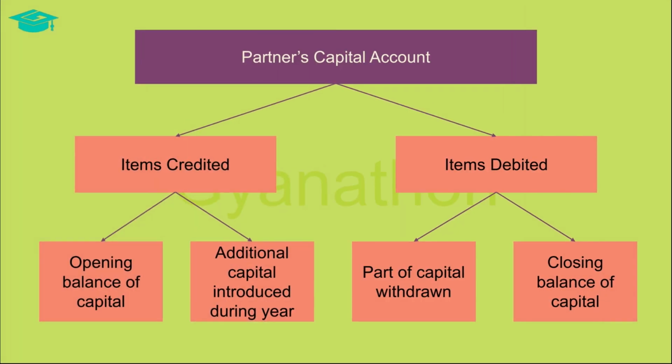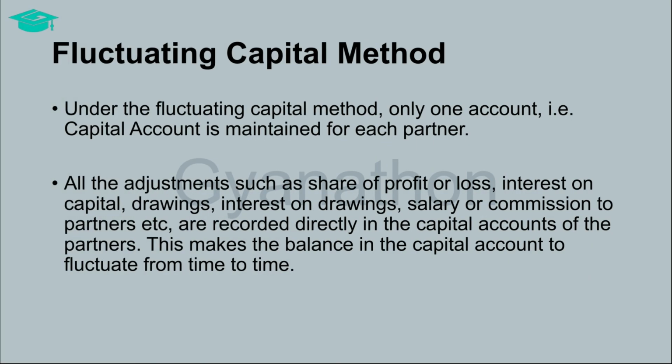As we can see, the only items affecting the partner's capital account are addition and withdrawal of capital, other than the recording of the opening and closing balance of capital. All the other items of transactions between the partner and the firm affect the partner's current account.